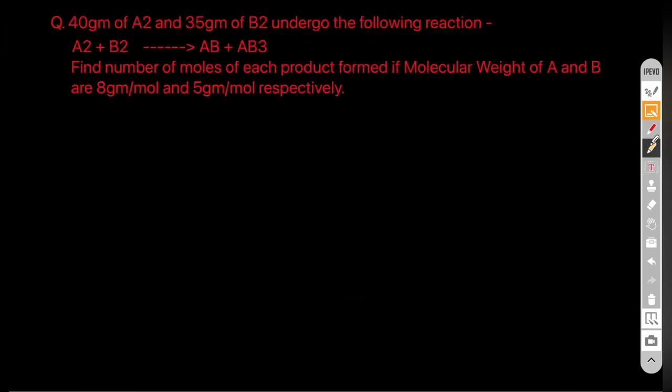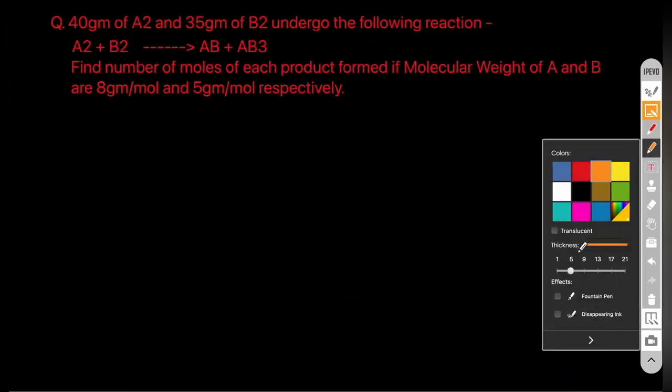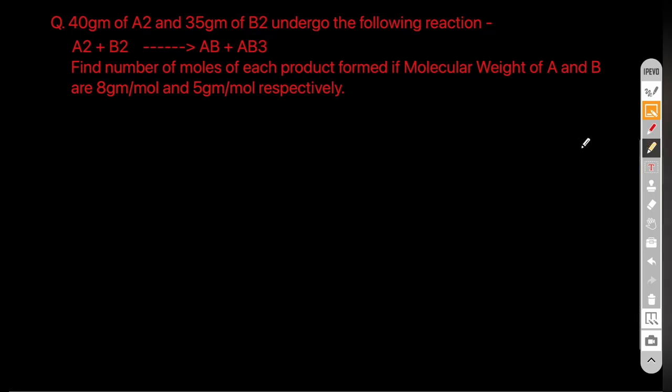Now we will solve another problem. Here 40 gram of A2 and 35 gram of B2 undergo the following reaction: A2 plus B2 giving AB plus AB3. Find the number of moles of each product formed if molecular weight of A and B are 8 gram per mole and 5 gram per mole respectively. Solve by yourself. Now we will solve it.